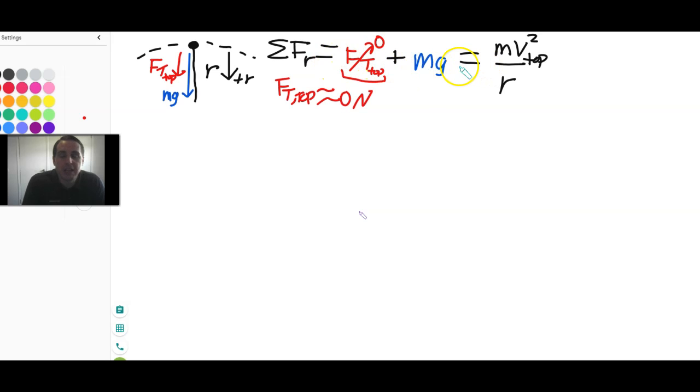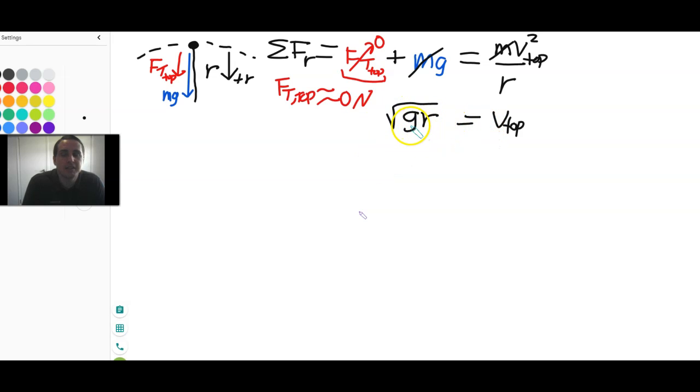So then mg equals mv squared over r. And the masses then would cancel. Notice that we can get v top is equal to the square root of g times r. Okay, so that should be the velocity at the top.